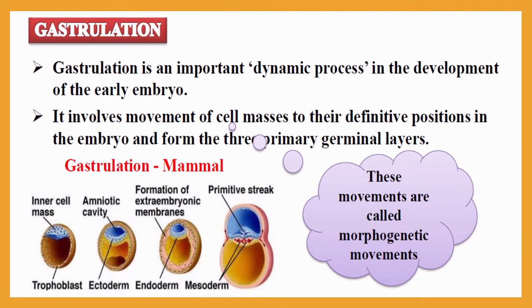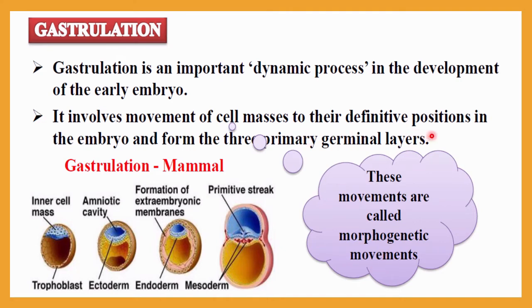Now let me discuss in detail. First of all we will discuss gastrulation. So what is gastrulation? Gastrulation is an important dynamic process in the development of an early embryo, that is, early embryogenesis. It involves the movement of cell masses. Be very clear, these movements are called morphogenetic movements.